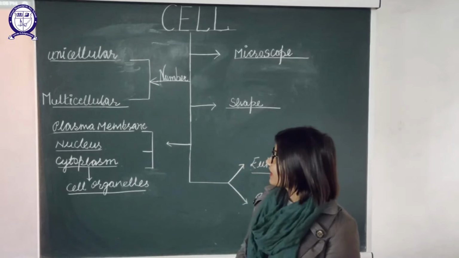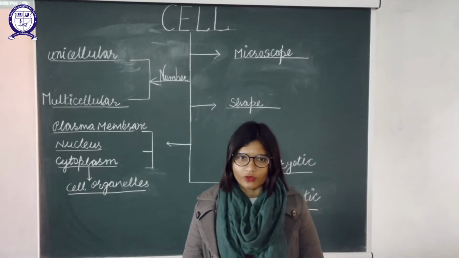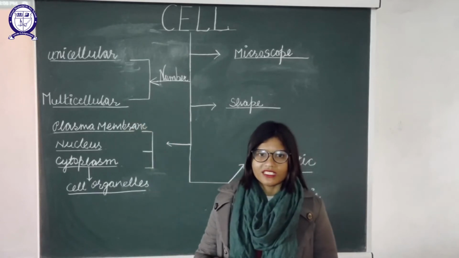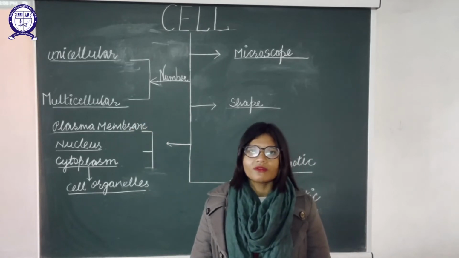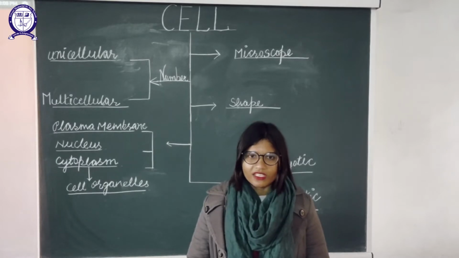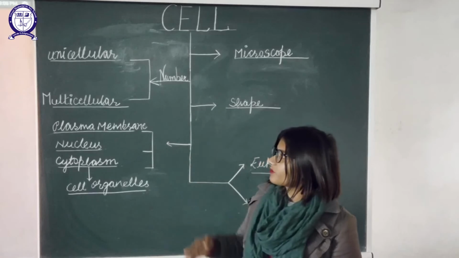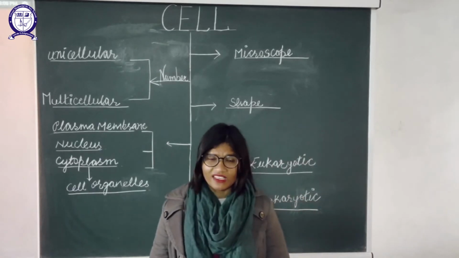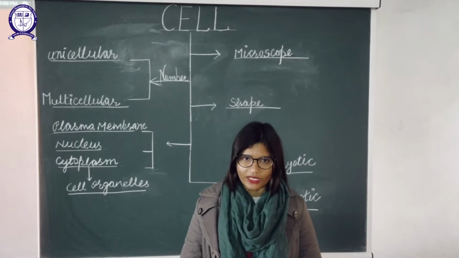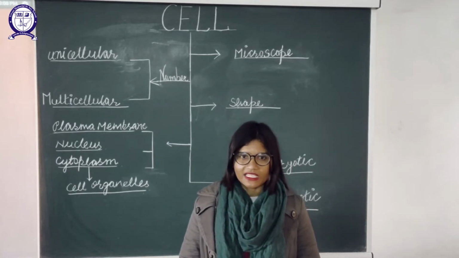Now next, based on the number of cells we can divide organisms into two categories. Very first is unicellular. Uni means one, cellular means cell. So the organisms which are made up of a single cell are known as unicellular organisms, for example bacteria and a few protozoa. Now next is multicellular. Besides bacteria and protozoa, almost all living forms are multicellular, for example plant and animal, all are multicellular in nature.